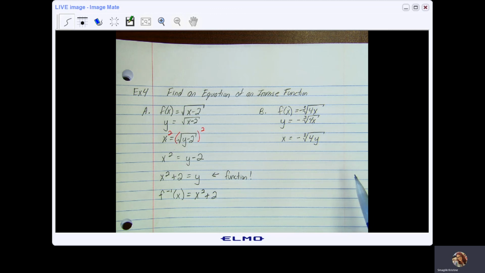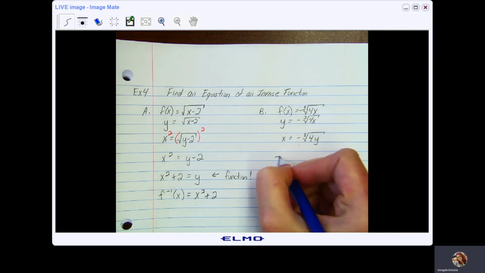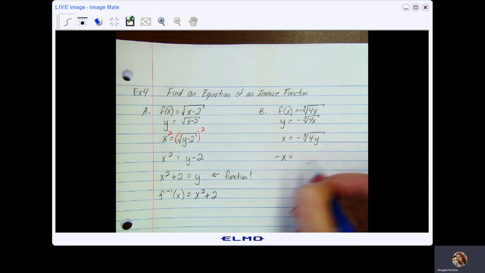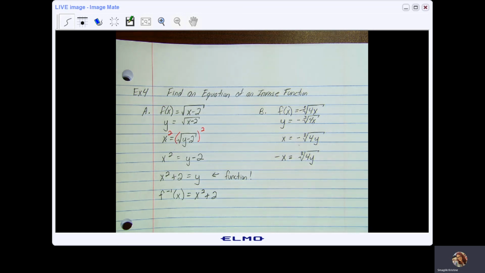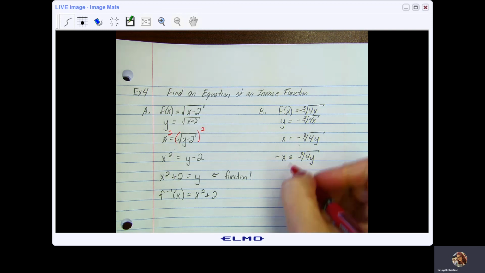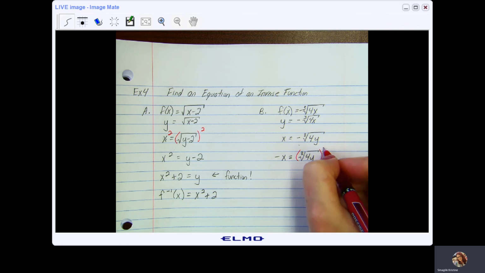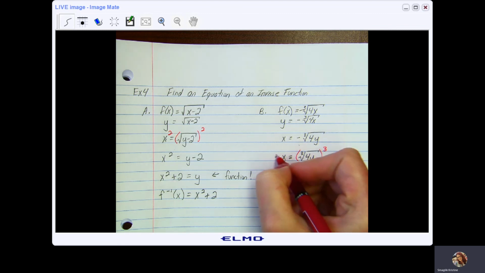The first thing I want to do, I want to get rid of this negative. Think of this as a -1 here. So you could either divide or multiply both sides by -1. Essentially what that just does is it flips your signs on both sides of the equal sign. So I now have negative x equals the cube root of 4y. And now let's undo that cube root. To undo the cube root, we're going to cube it, raise it to the third power. That exponent undoes the index.